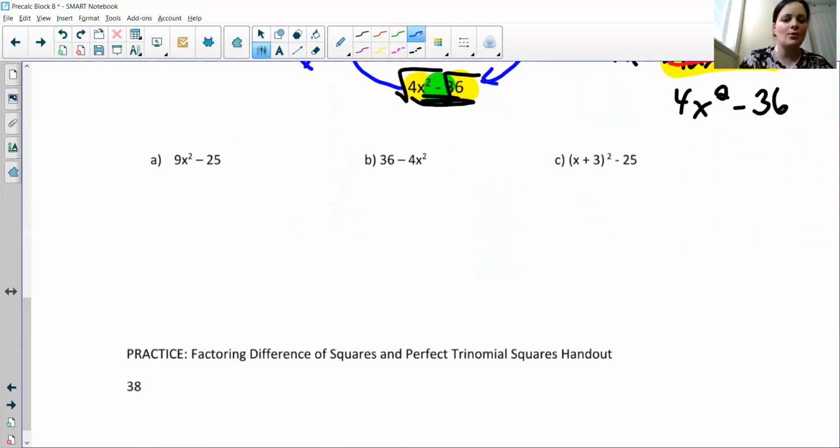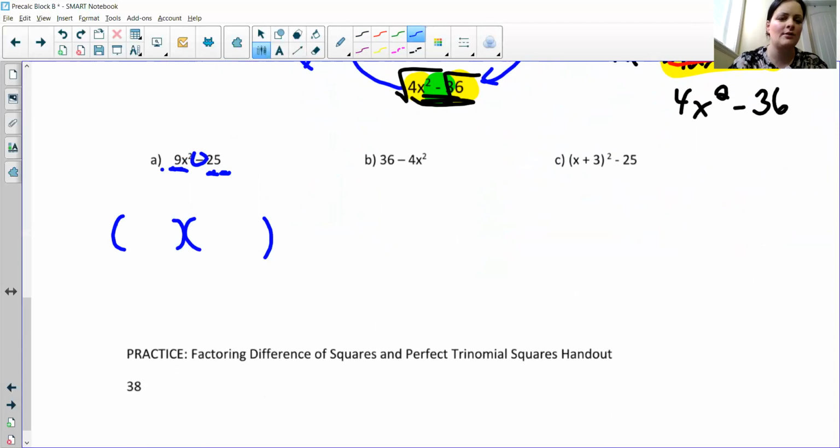Okay, so first of all, you have to recognize or check: is it a difference of squares? The first thing that clues you in is there's only two terms. The second thing you look for, is this a perfect square? Yes. Is this a perfect square? Yes. And is this negative? Yes. So you go straight to the factor brackets.